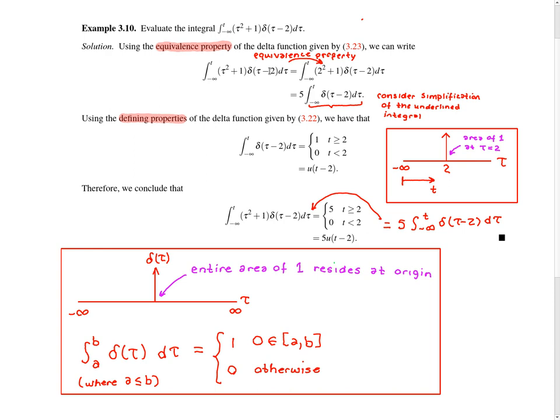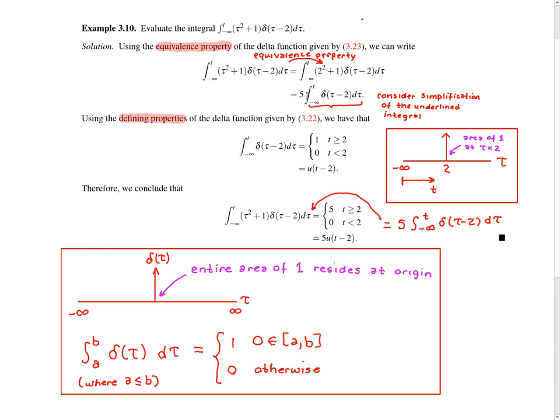And since this delta function has been shifted by 2 units, it's going to be non-zero at tau equal to 2. Therefore, the equivalence property says that this whole expression here can be replaced by delta of tau minus 2 times this expression evaluated at tau equal to 2. So we're going to replace this highlighted expression by its value when we evaluate it at tau equal to 2, which just gives us 2 squared plus 1. And 2 squared plus 1, of course, is 5, so we can factor the 5 out of the integral.